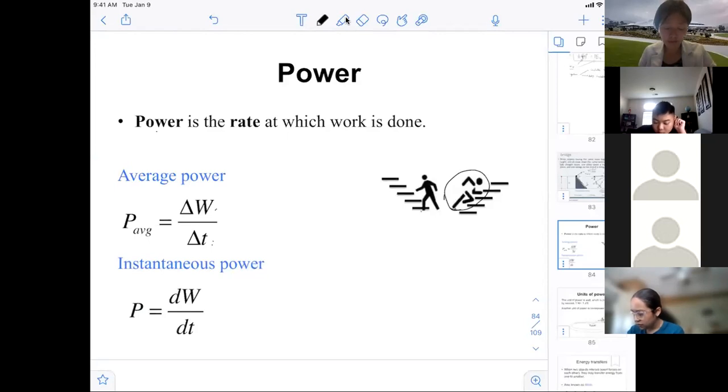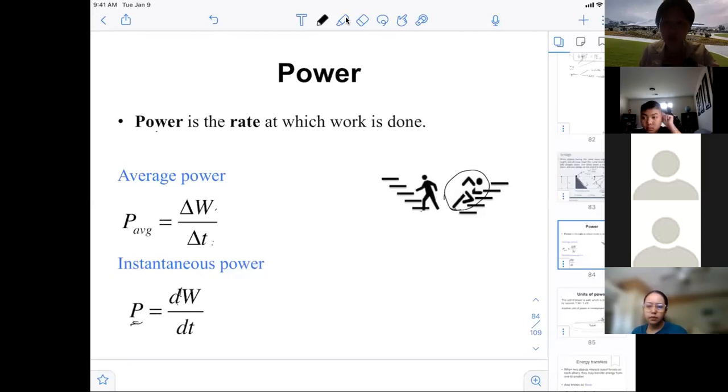So we define the average power to be the total work divided by how much time it takes to do that work. And the instantaneous power is the derivative, dW over dt. Simply, if you're looking at an instant, because you can have a bigger power now, but then a smaller power later. So at any instant it is the derivative dW/dt. So that's just one extra little concept.